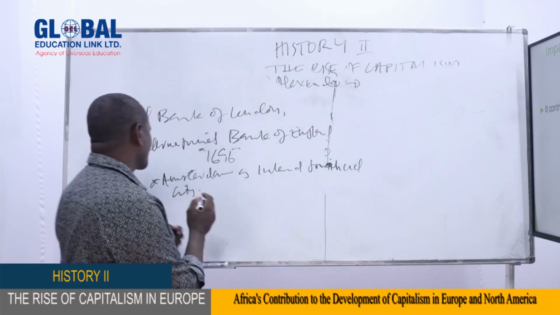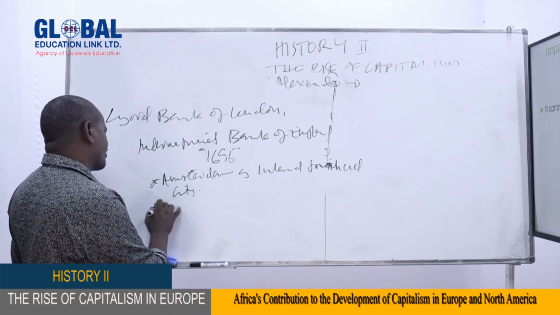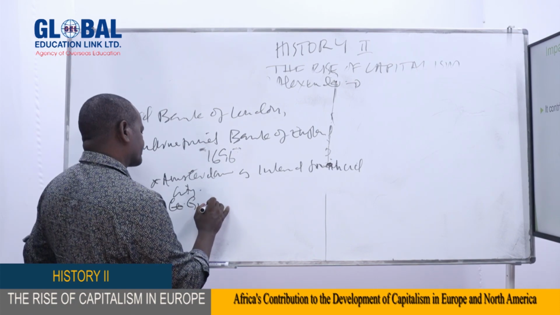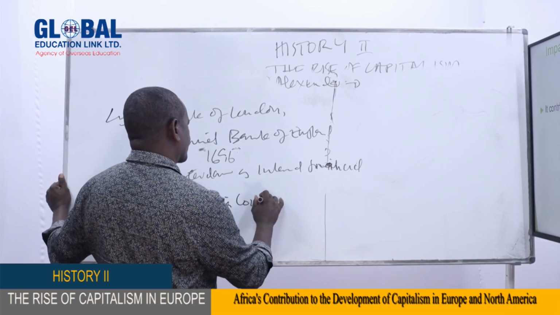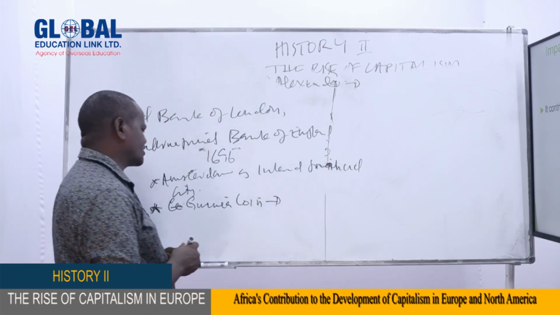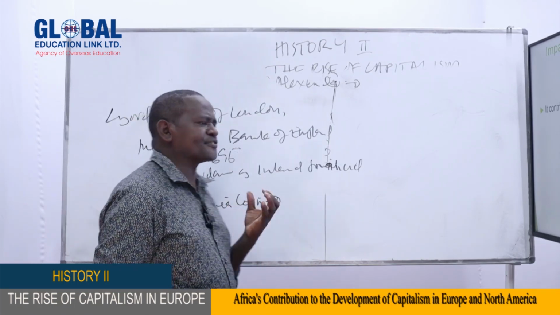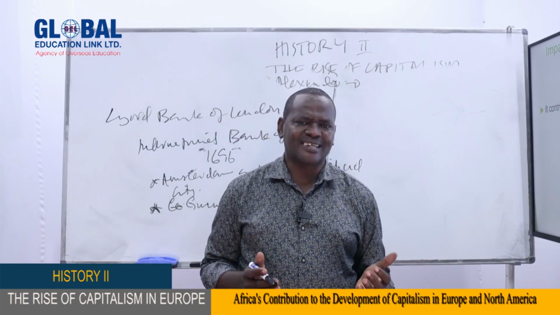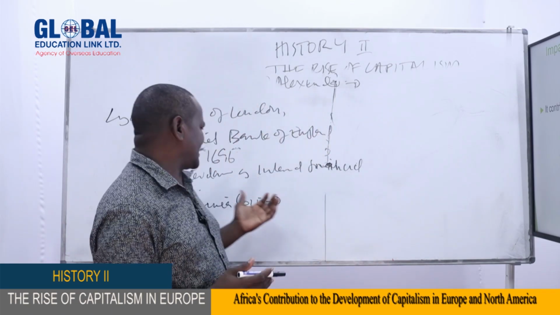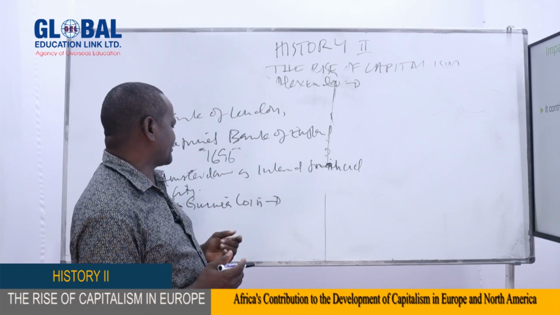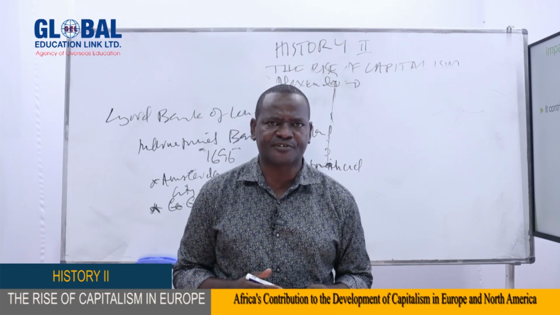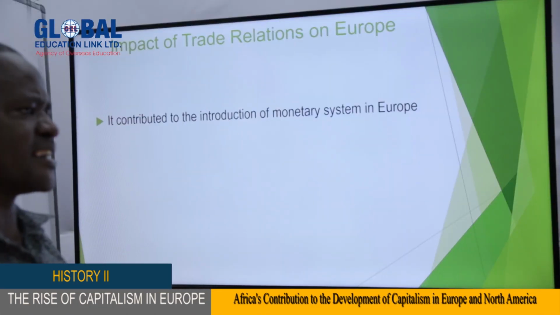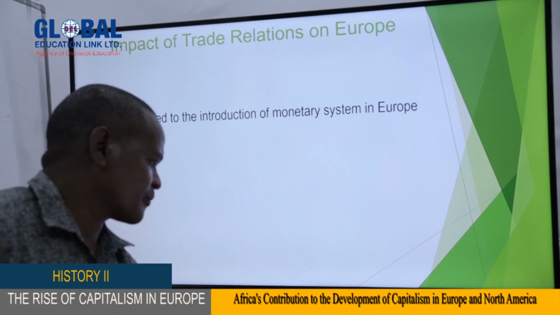But moreover, in England they also introduced a coin which was called the Guinea coin. This coin was used in England with the name Guinea coin because it was obtained from the Republic of Guinea in West Africa. So you can imagine, they knew how to make coins after they saw the coin in Africa, and they took it and used it in their country. So my dear students, as you can see, it contributed to the introduction of the monetary system in Europe.